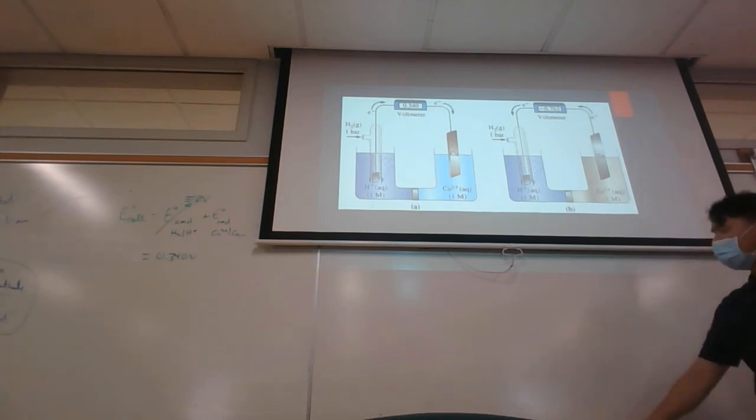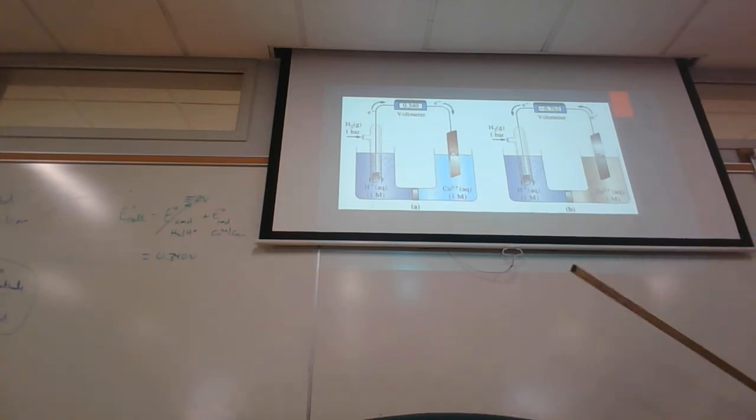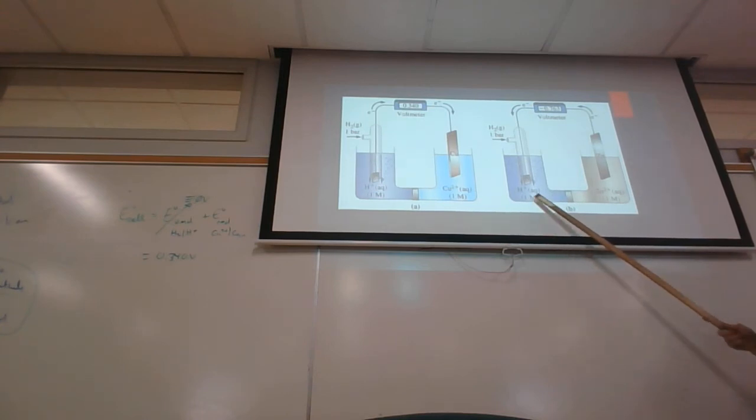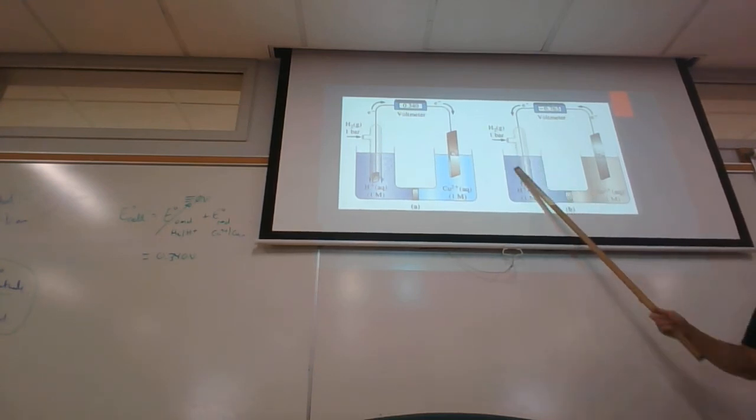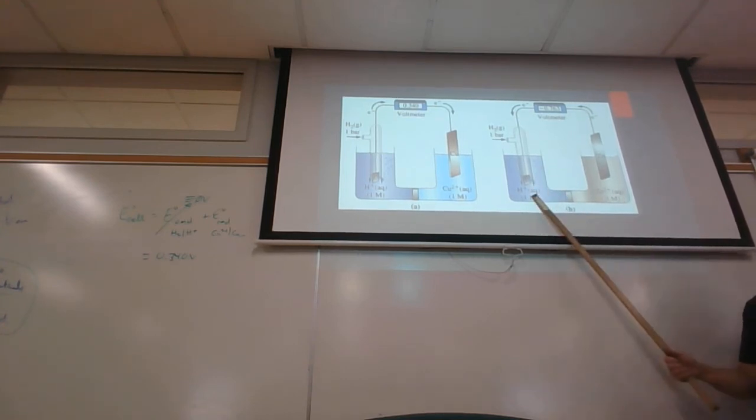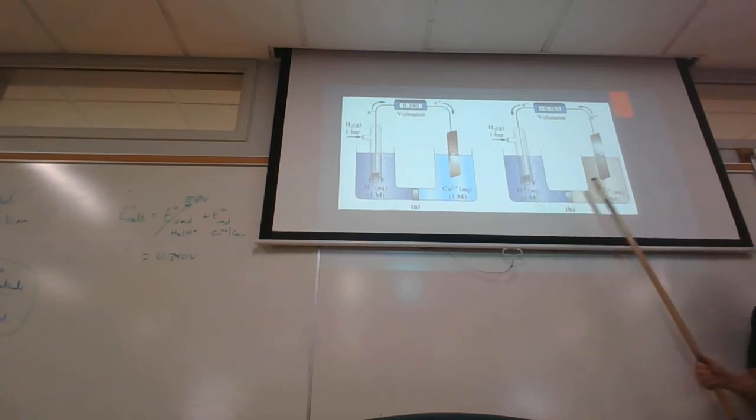Okay, then we do this. The SHE can also be the cathode if H plus is a stronger oxidizer. In this case, H plus is a stronger oxidizer than Zn2 plus. And so the SHE can be the cathode, and this is written backwards because normally we write the cathode on the right, the anode on the left. It goes alphabetical, anode, cathode.